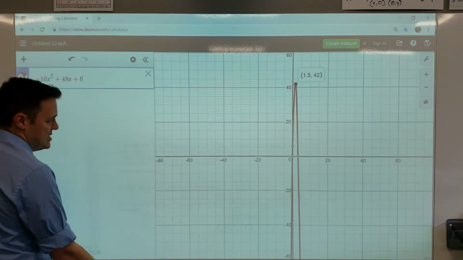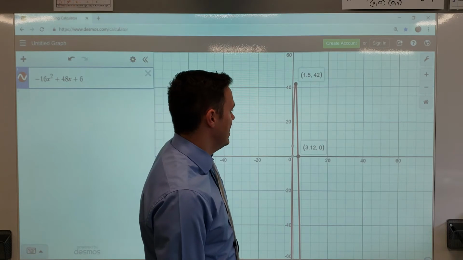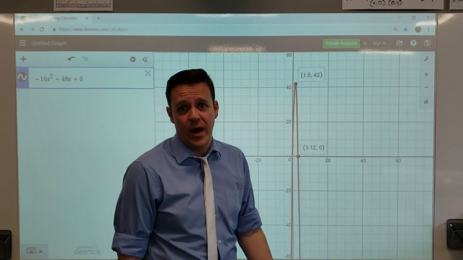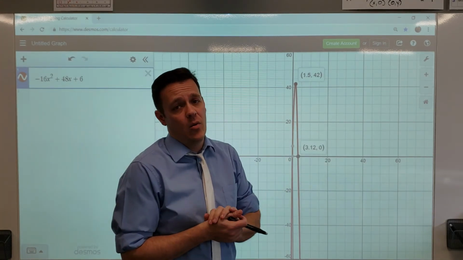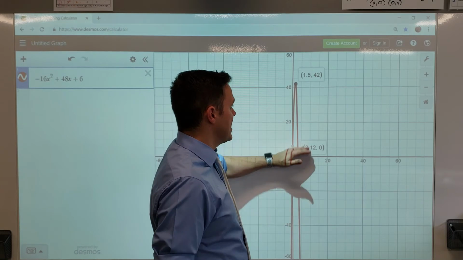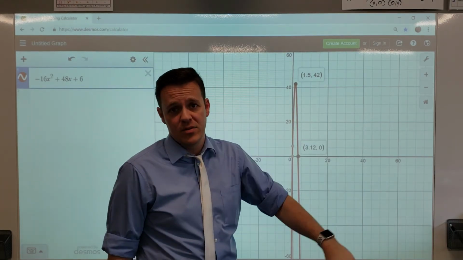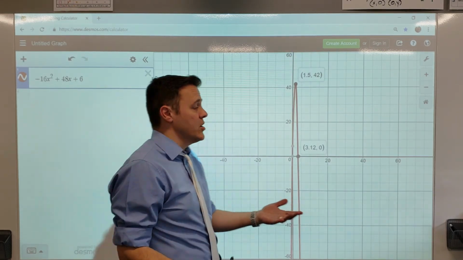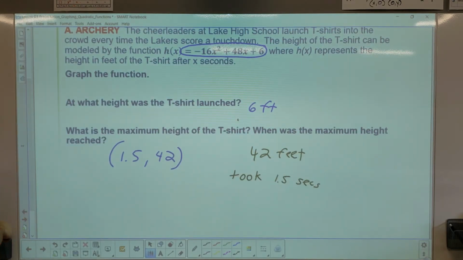Does it give us a distance? Well, technically it does. That's why that's so ironic, is that apparently by the time 3 seconds passed, the t-shirt was on the ground. Does it tell us specifically how far it went? No. It just says the maximum height was 42, and by 3 seconds the shirt was on the ground. So 1001, 1002, 1003. That's pretty cool. All right, that is a real world example of how you would do that. And that's what it means.